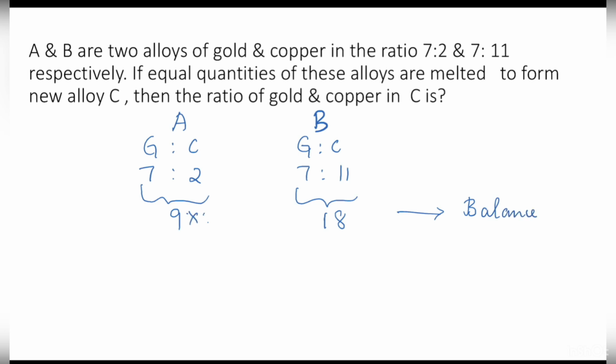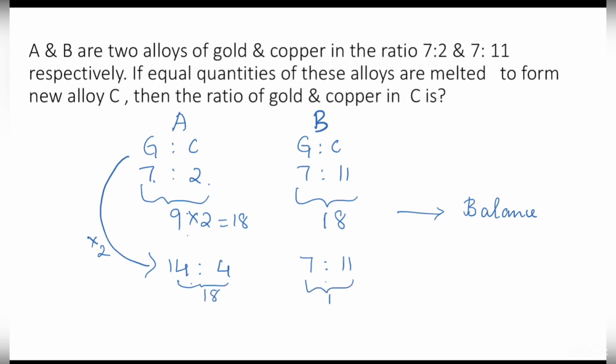I'll multiply it with 2 so that this also becomes 18. So when I am multiplying with total part, I should multiply it here also. So this will now become 7:2, 2s are 14, and 2 2s are 4. Now this is 7:11, so this is also 18. This is also 18 now.